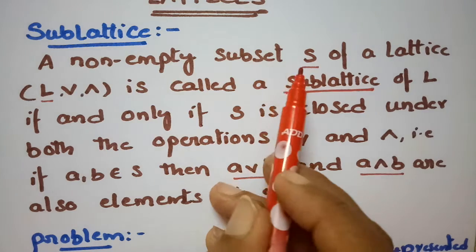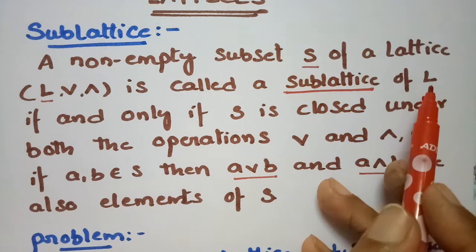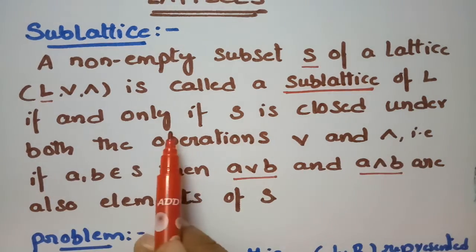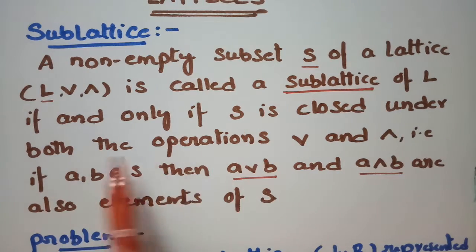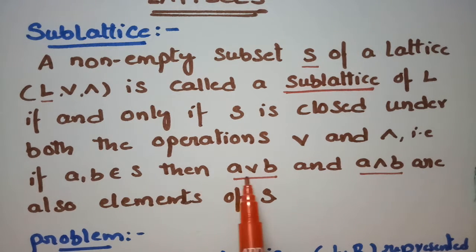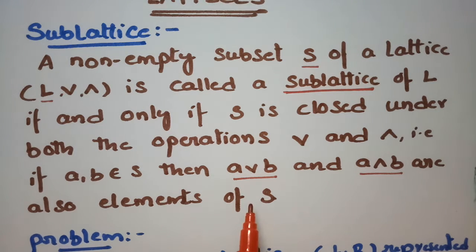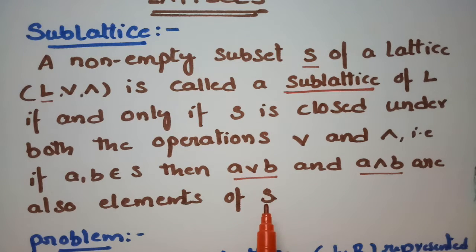See here, a non-empty set S is said to be a sublattice of this main lattice L if and only if S is closed under the operations join and meet. That is, if two elements exist in S, then A join B and A meet B are also elements of the set S, then S is said to be a sublattice of the main lattice.